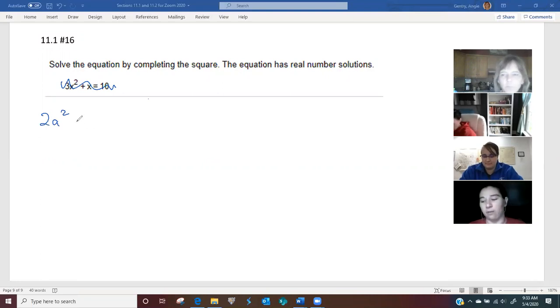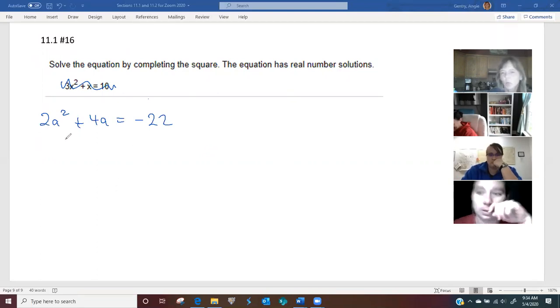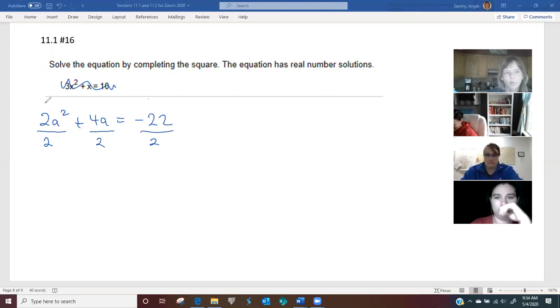2a squared plus 4a equals negative 22. And is this complete the square or quadratic formula? I think it's completing the square because it was two problems after number 18. Okay, it will work either way, but divide by 2, divide by 2, divide by 2, yes? Because you have to get rid of the coefficient on the a squared term, which is very convenient actually, since they're all divisible by 2, you don't even get a fraction.